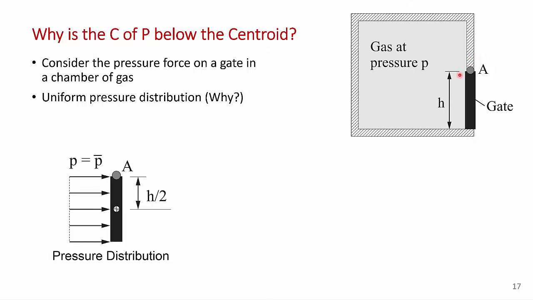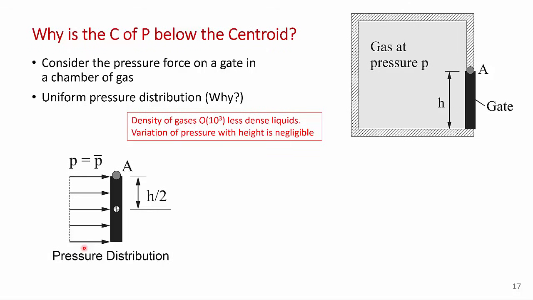Now, in this case, if you think about the pressure distribution on the face of this gate, it's going to be uniform, as I've shown over here. Now, why would you have a uniform pressure distribution in the case of a gas? Think about that for a minute. Okay, so the reason is because the density of gases is typically 3 orders of magnitude less than liquids. This issue came up when we talked about manometers. The variation of pressure with height is often considered negligible unless you're over very large distances. So the pressure distribution here is uniform.